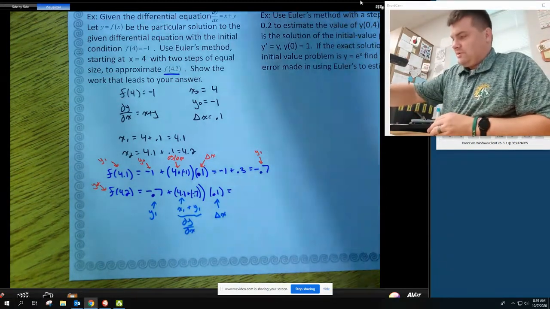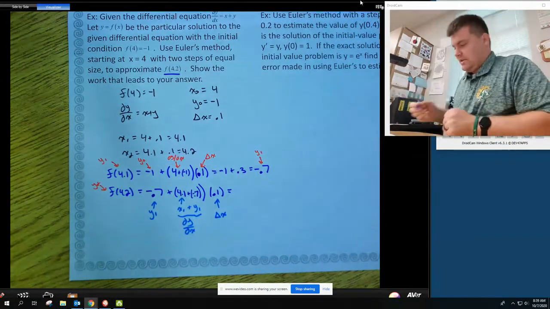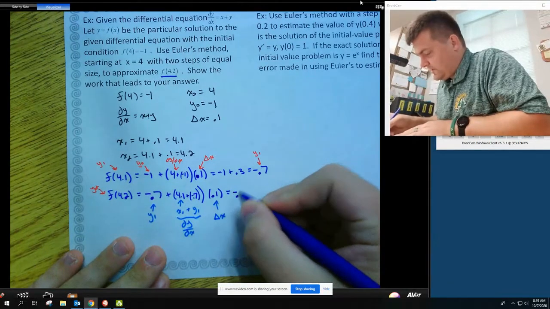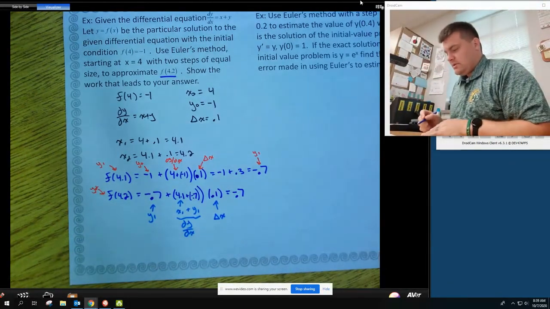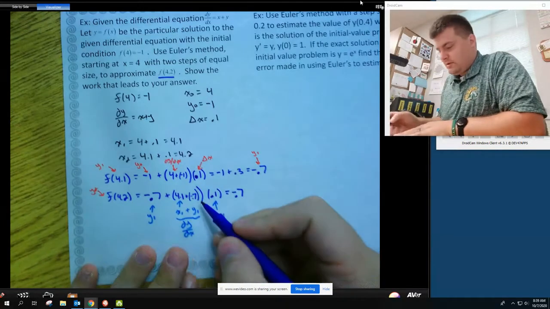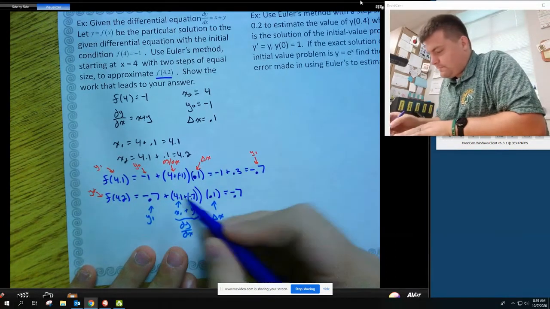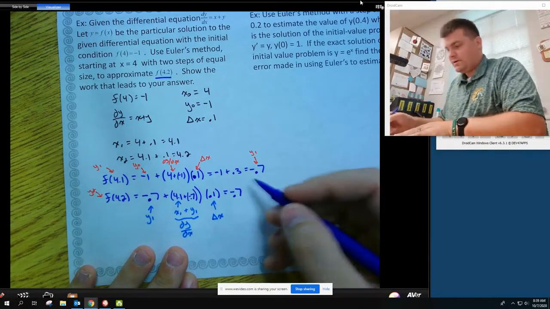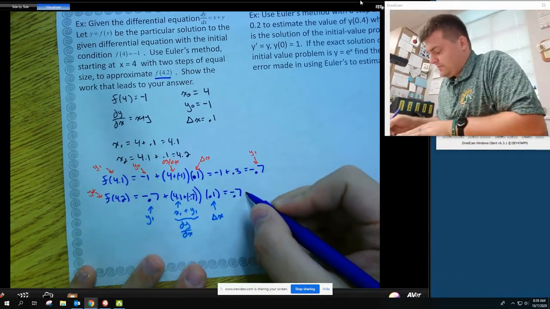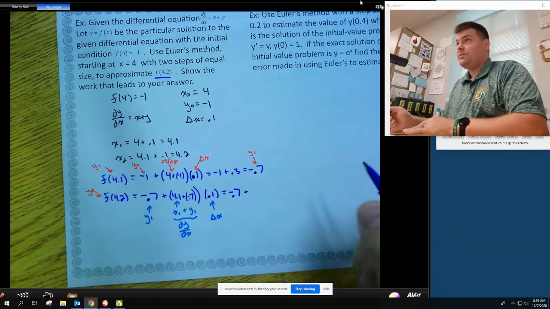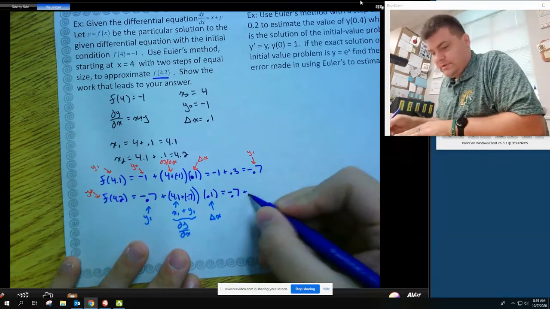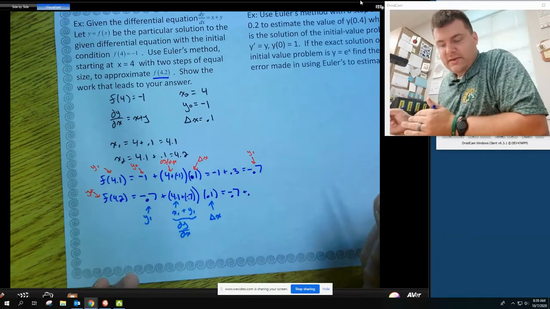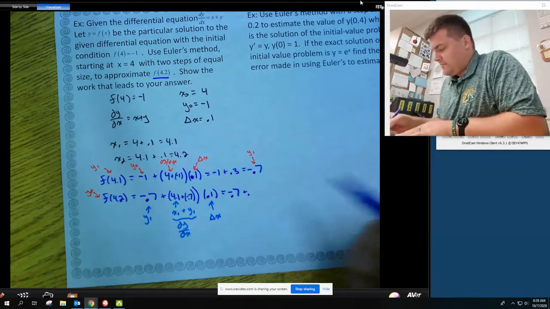Okay, so you're going to do this math, and you're going to get negative 0.7. It's supposed to be right here. 3.4 times 0.1 is going to be point... I don't know what the answer is supposed to be. I can't do this math in my head. What am I, a math teacher? Let's just do it this way.